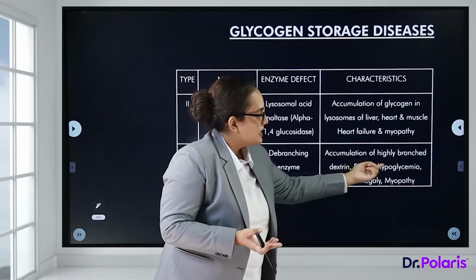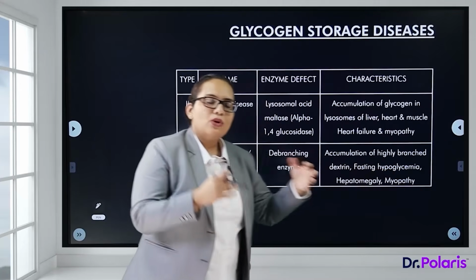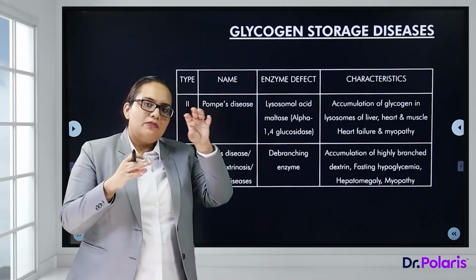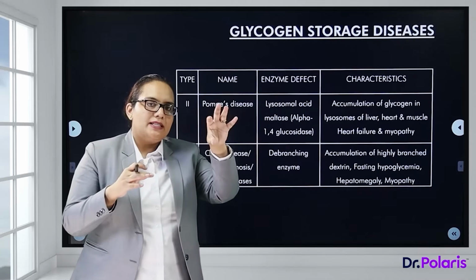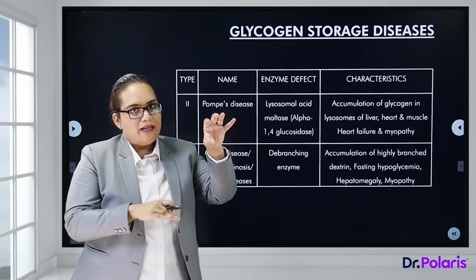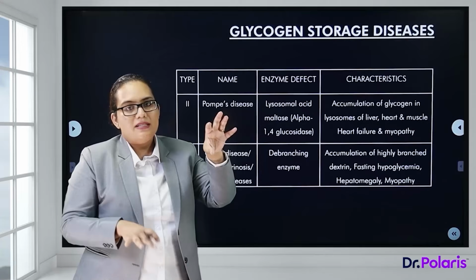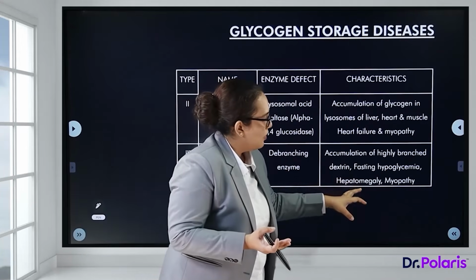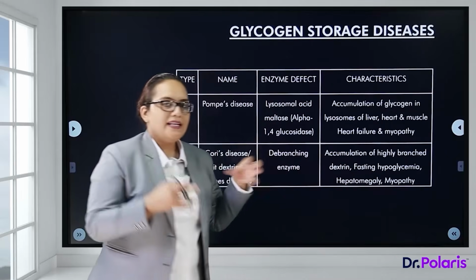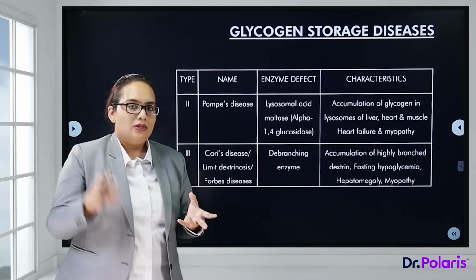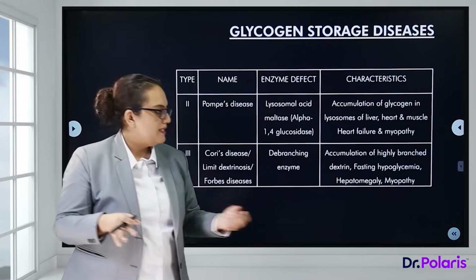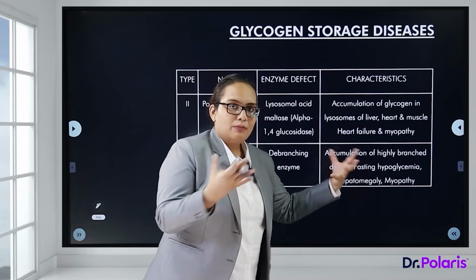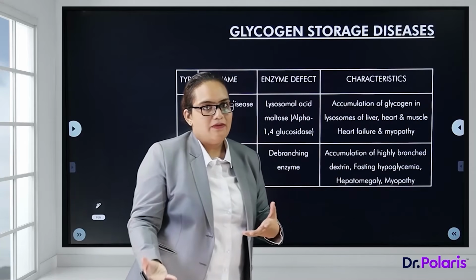There will also be fasting hypoglycemia because glycogenolysis has stopped at limit dextrin. The further reaction that involves breakdown of glycogen doesn't occur to give you glucose. So obviously fasting hypoglycemia occurs, and if this limit dextrin gets accumulated within the muscle during muscle glycogenolysis, it can lead to accumulation within the muscle causing myopathy or muscle weakness.